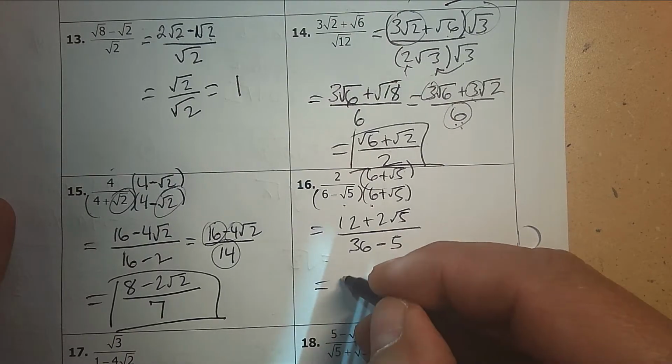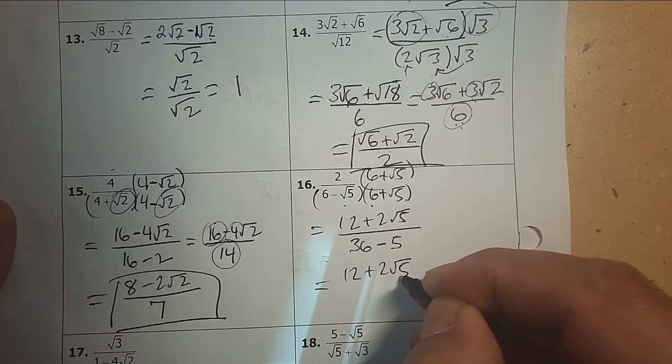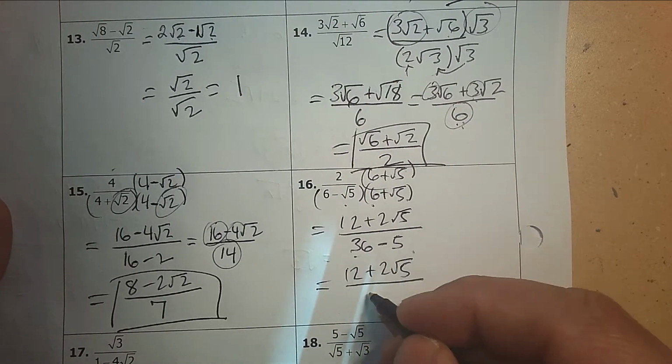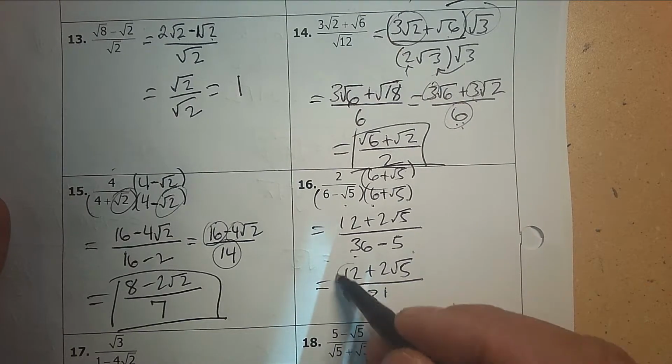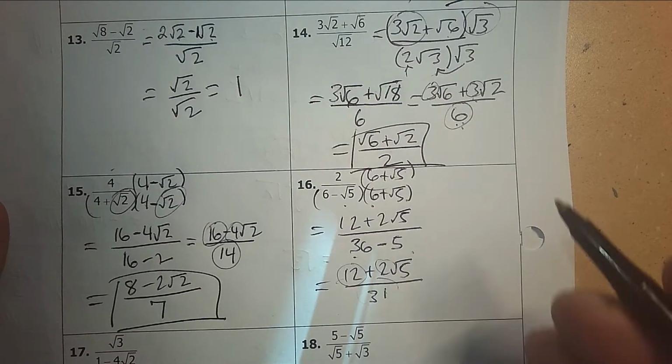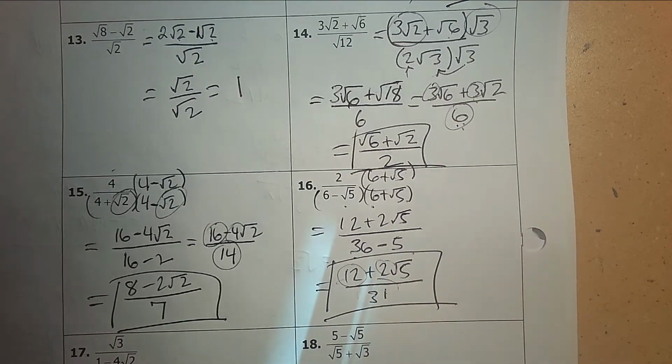So I get 12 plus 2 root 5. 36 take away 5 is 31. Is there a number that goes into all 3 numbers evenly that would reduce it down? No. Done. Number 17.